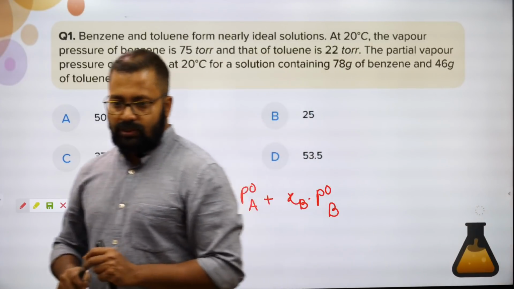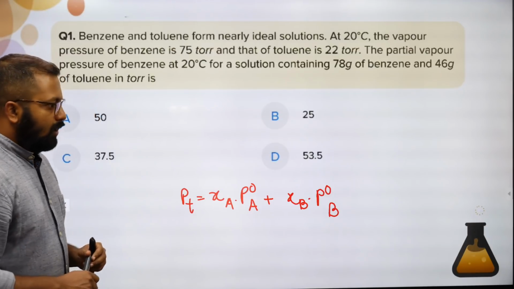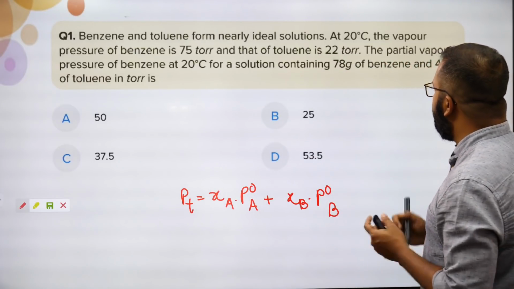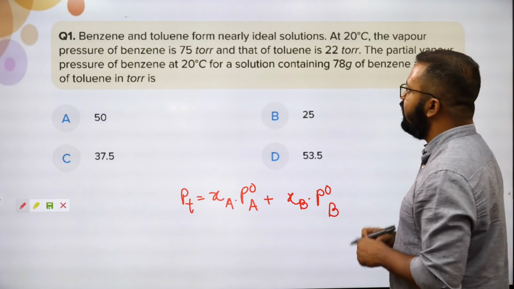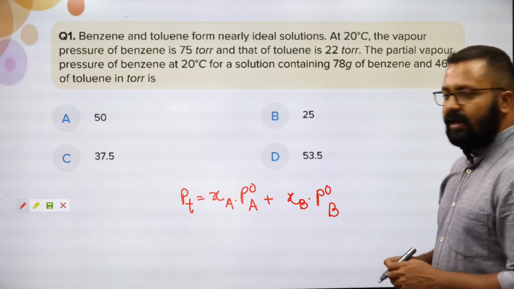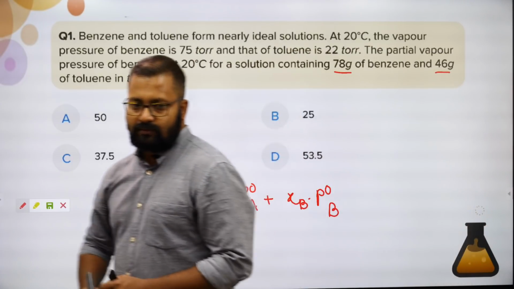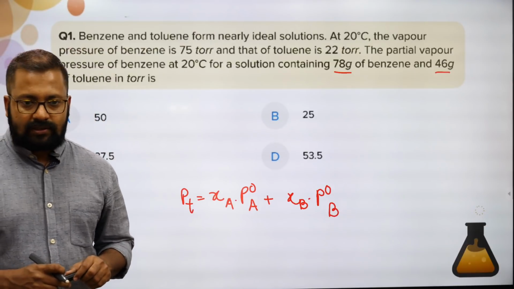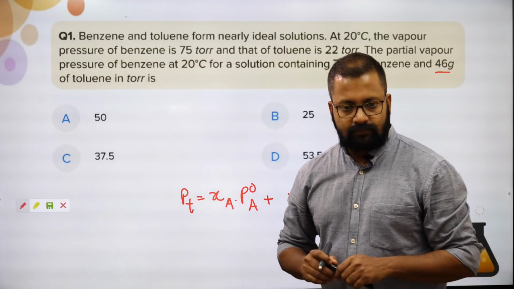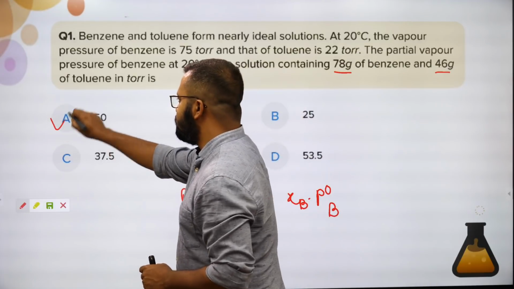What is the answer to this question? Can you solve? Please try to solve the question. The question is, benzene and toluene form nearly ideal solutions. At 20 degrees Celsius, the vapor pressure of benzene is 75 and that of toluene is 22. The partial pressure of benzene at 20 degrees Celsius containing 78 gram of benzene and 46 gram of toluene is? The right answer is A, the right answer is 50.